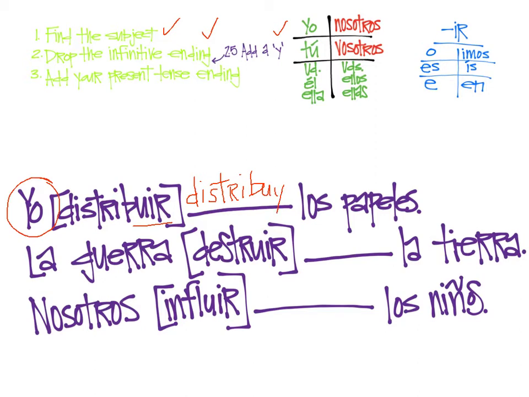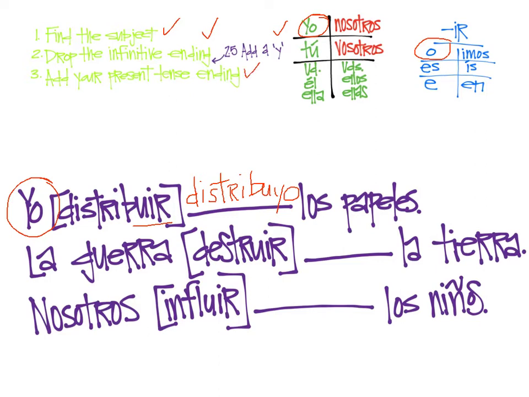Now the last thing that we need to do, now that we've found our subject, that it's yo, and we've added our Y, is add our present tense ending. So we'll look at our IR endings, because they agree with our IR verbs, and we will select O, because we know that O agrees with yo. And your verb should now look like this, distribuyo. So our sentence reads, yo distribuyo los papeles.